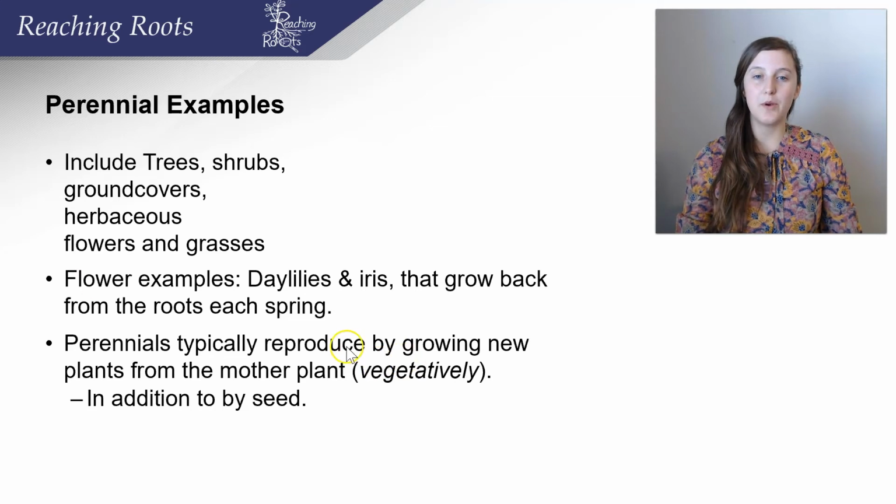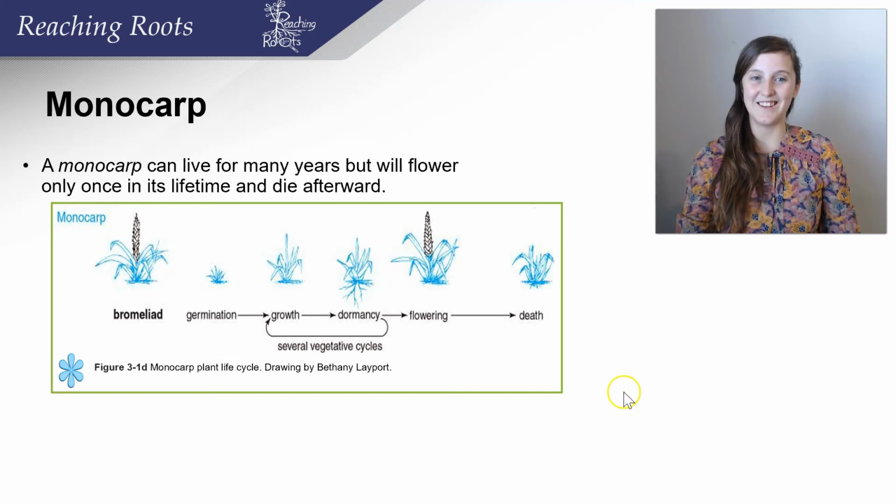Perennials typically reproduce by growing new plants from the mother plant, vegetatively, so they produce a lot of clones. Sometimes you can ask your neighbor if they have a lot of perennials, if they're willing to share them with you, since they spread or produce more vegetative clones every year. They can also reproduce by seed. Monocarps is our last example.